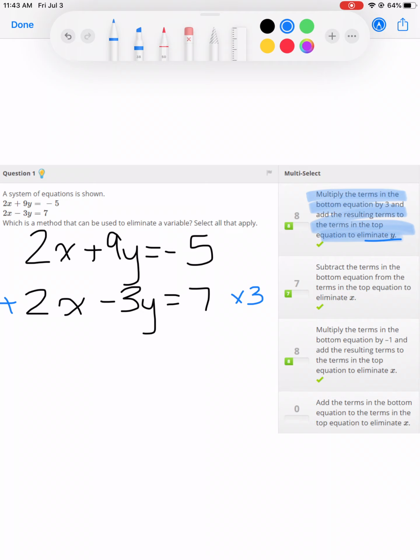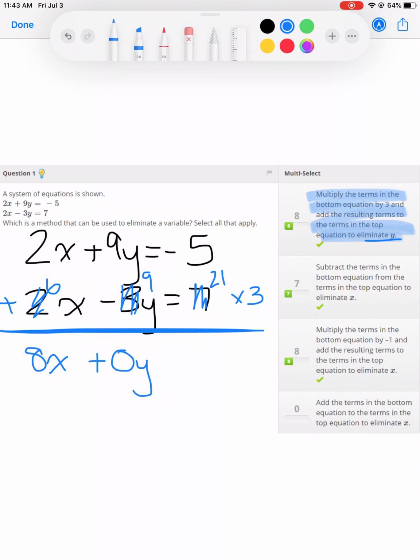So 2 times 3 is 6, so that's now a 6. 3 times 3 is 9, so that's now a 9. And 7 times 3 is 21. Okay, so we multiplied it by 3, and we're adding them together. 2 plus 6 is 8. 9 plus negative 9 is 0. Negative 5 plus 21 is 16. So as you can see, the y has been eliminated because it is now equal to 0. So that one works. Okay, so that's good.